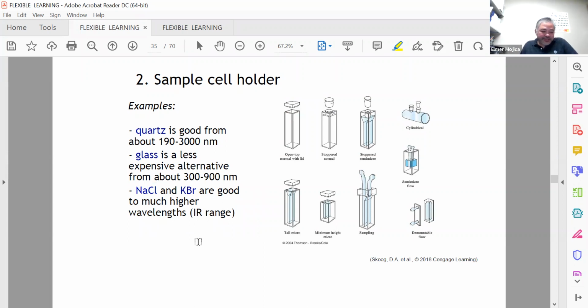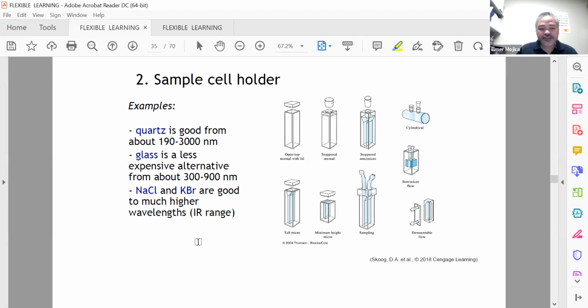So what do you need to remember about the cuvette? Maybe the composition. In UV, you use quartz. If it's around 300 to 900, you can use glass. But if it's around 400 to 700, you can even use plastic cuvette. Okay. You cannot use plastic if you're going to monitor at lower region or especially the UV region.